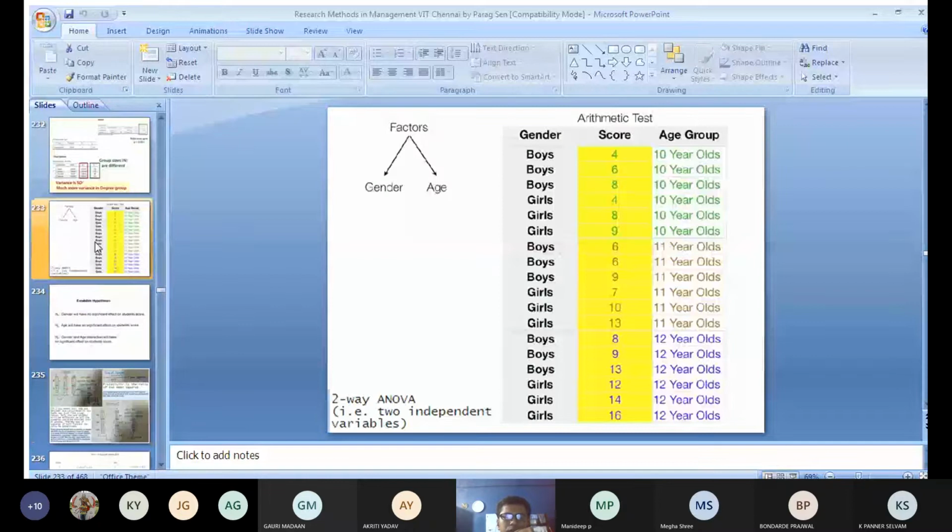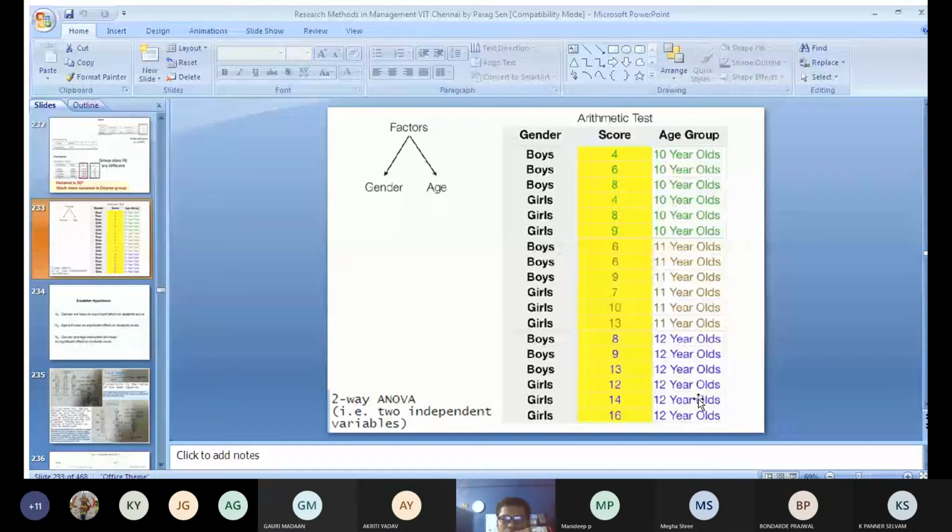Now, the main thing that we will discuss today, we will focus only on this part, that is known as two-way ANOVA. Earlier we have discussed one-way ANOVA, but here we will discuss two-way ANOVA. In one-way ANOVA, we have seen that there was one independent variable. In case of two-way ANOVA, there will be 2 independent variables. In this particular example, one is gender, boys and girls, and another is age group, that is 10 years old, 11 years old, and 12 years old. And the scores obtained by the boys of 10 years old, girls of 10 years old, boys of 11 years old, girls of 11 years old, boys of 12 years old, and girls of 12 years old are provided.